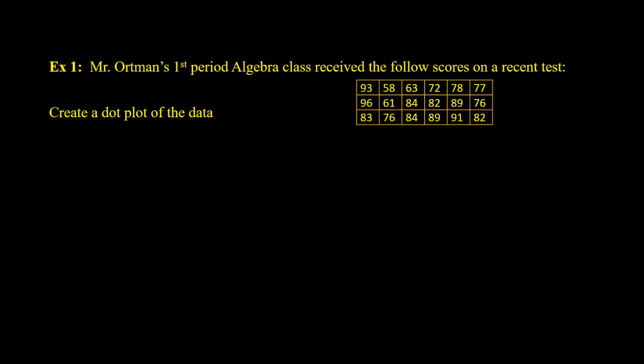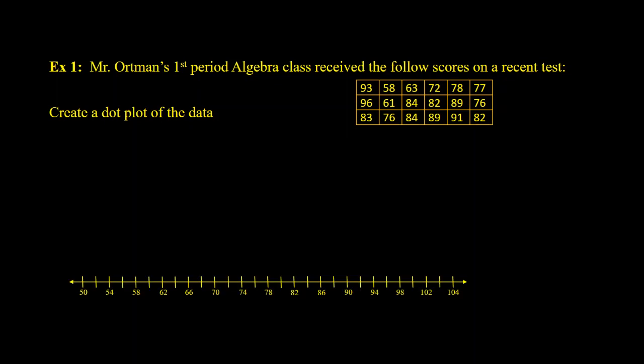So we make a number line. My lowest value is 58, my biggest value is 96. So I'm going to go from about 50 to 104. That'll give me plenty of space. And I'm going to plot each point. My first data point is 93. I'm going to plot that on the graph. I don't have to put these in order. It will all work out as I plot them.